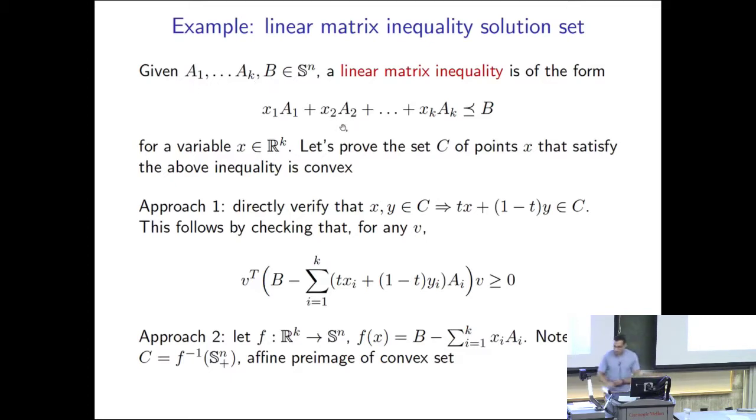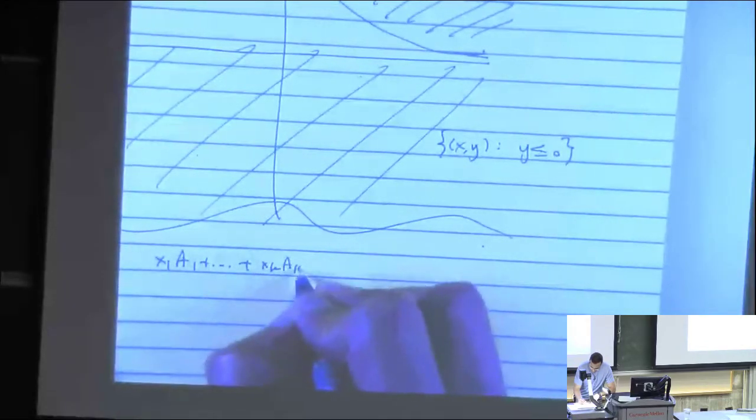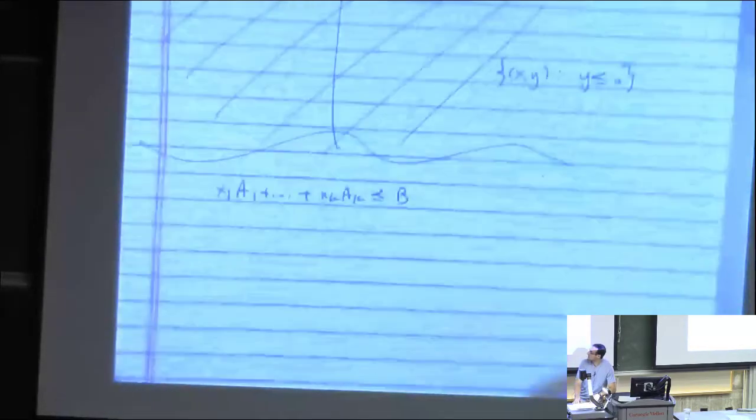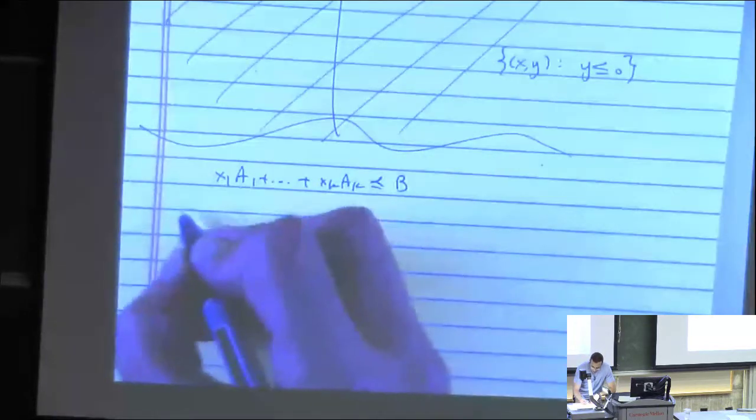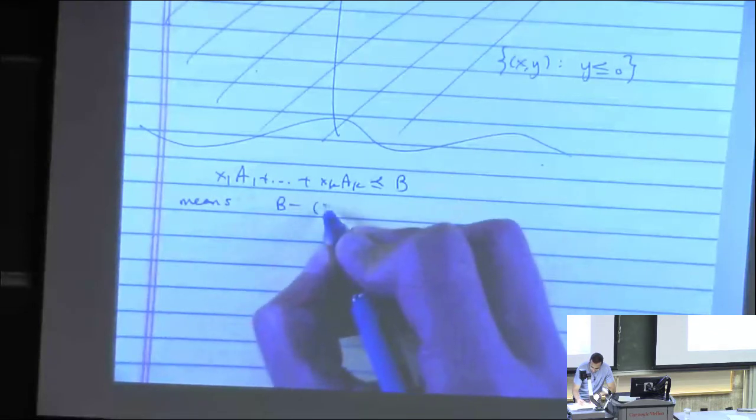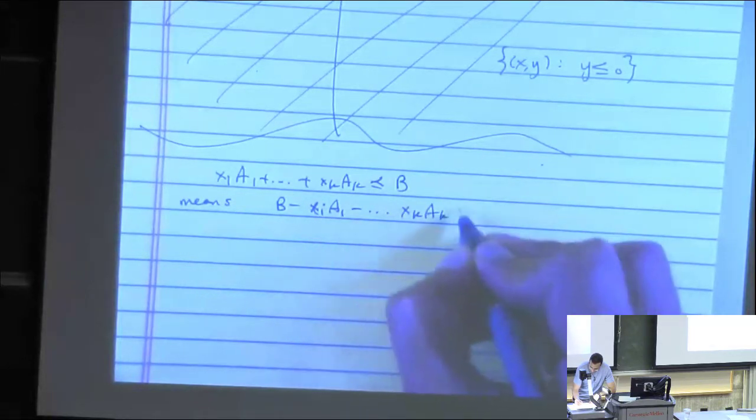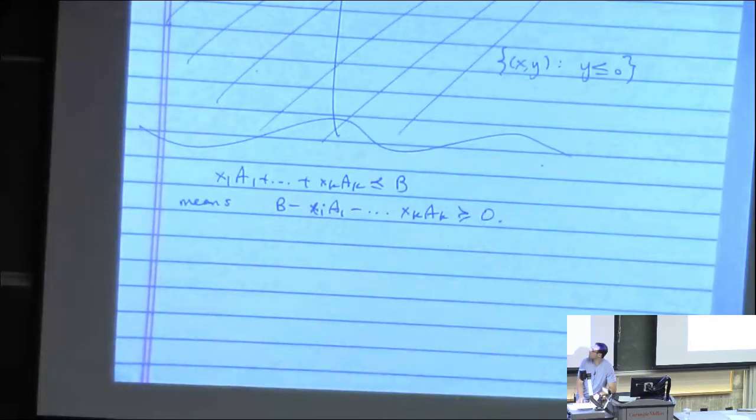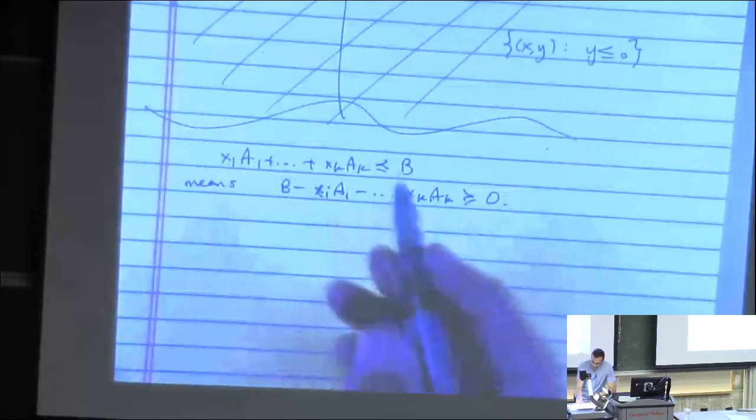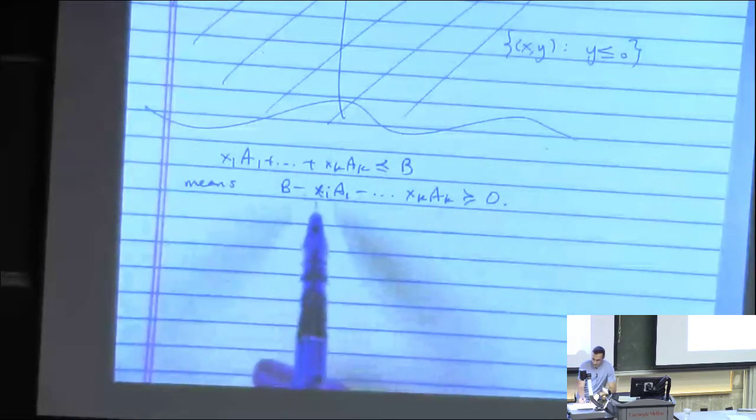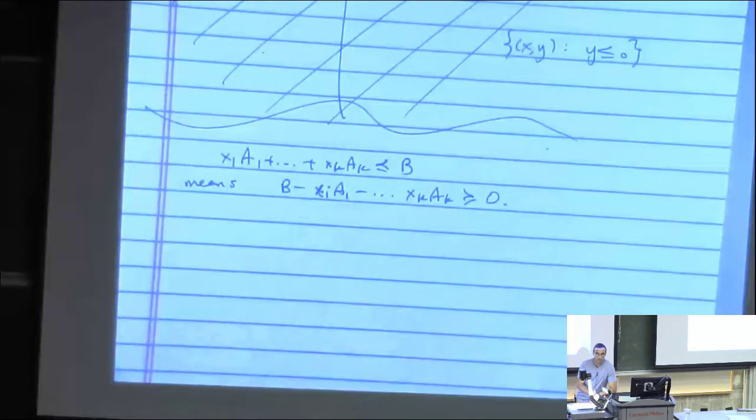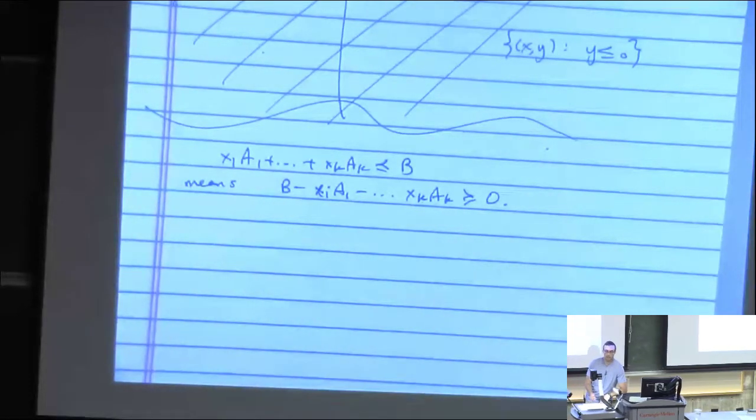So just to remind you, if I write down this thing, as I had said a little earlier, by that I mean that B minus x1 A1 minus xk Ak is positive semi-definite. Okay, and it makes sense to multiply a matrix by a scalar. I just mean I multiply every element of this matrix by that scalar. That's what I mean by x1 A1 as an example.